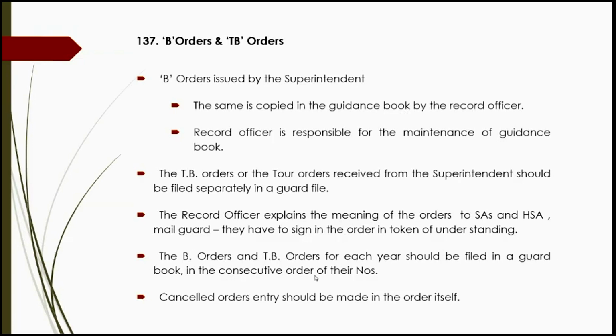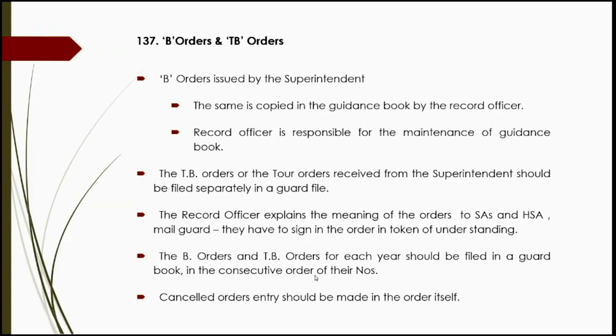Whatever it is, A order, B order, TB order, after receiving those orders from the superintendent, the record officer has to explain the meaning of the office orders to the concerned HSA, sorting assistant or mail guard. After that, they have to get an acknowledgement from those people that they have understood the orders. That is, they have to get their sign.